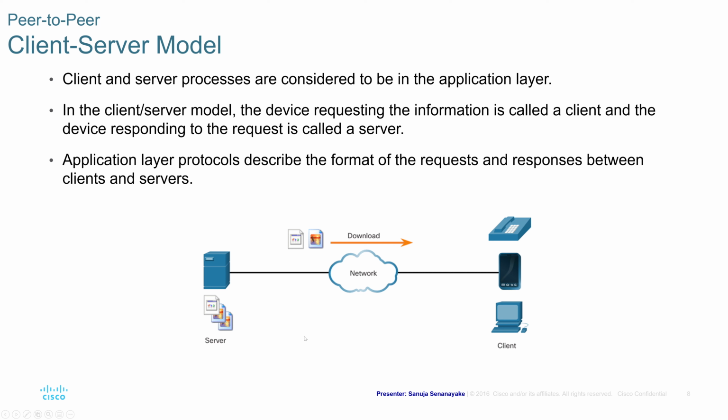So in this example, we have a server in here and we have an end device, and it is requesting to download a specific file, let's say a video or an image file. If it is directly communicating with this server, that is considered a client-server model. It's similar to peer-to-peer communication, except the difference here is that it is not peer-to-peer, because it's going through a network and a server is responding to a request by the end device.